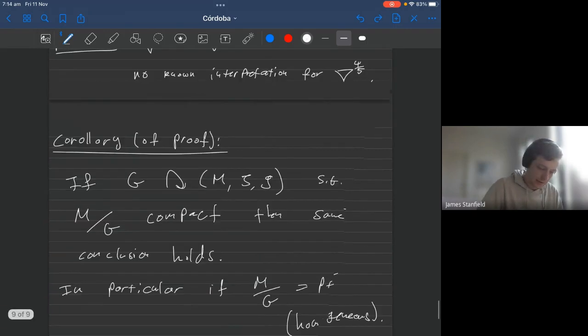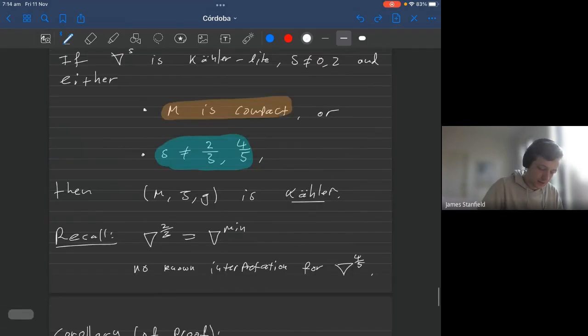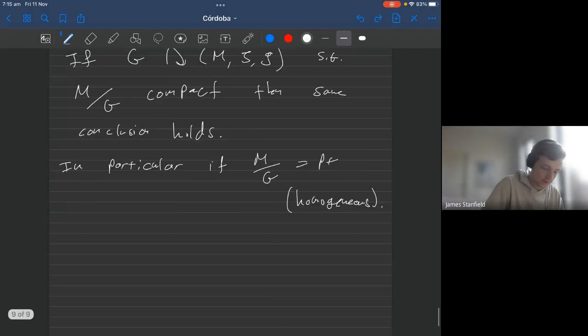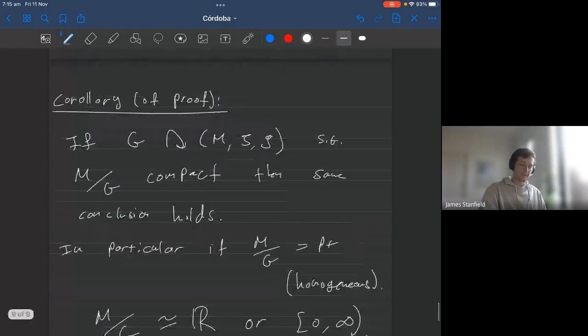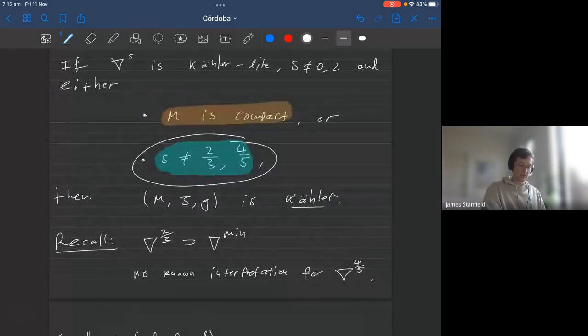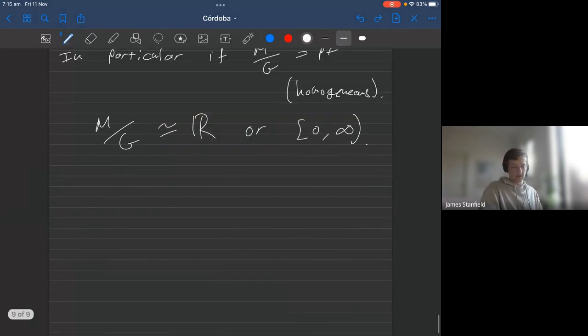As a future direction, if I want to look for examples here, I want to look at things of this form, right? So either the quotient is R, or the lines are at infinity. So I want to look at these cohomogeneity 1 examples to try and find maybe some flat or Kähler-like examples for S equals 2/3 or 4/5. Haven't had so much luck with that so far.